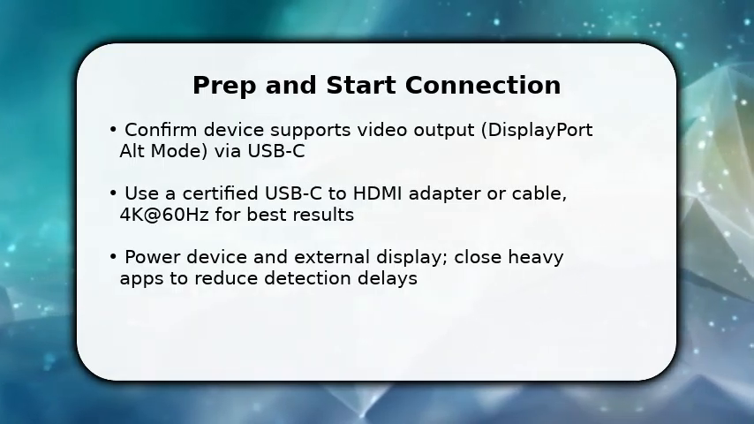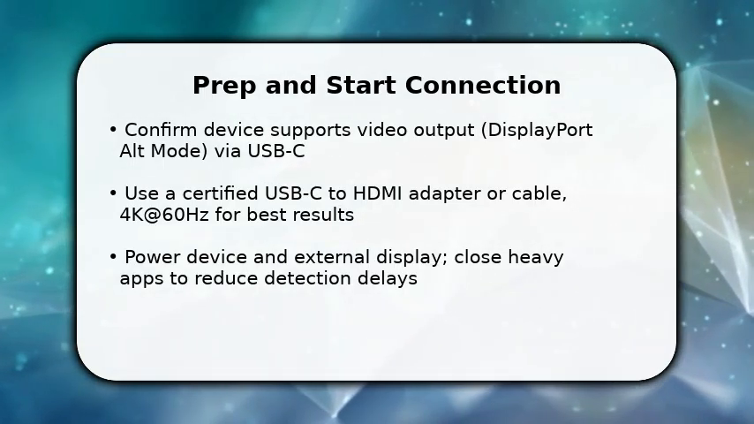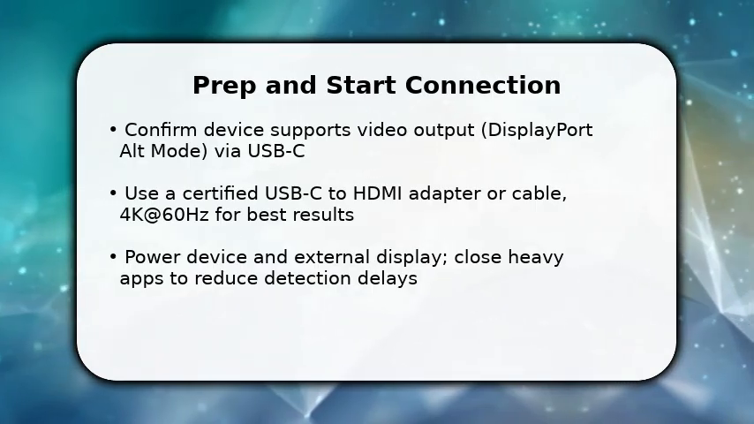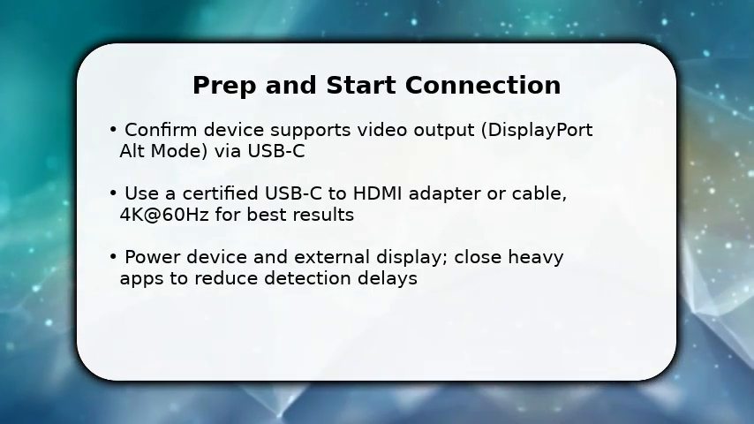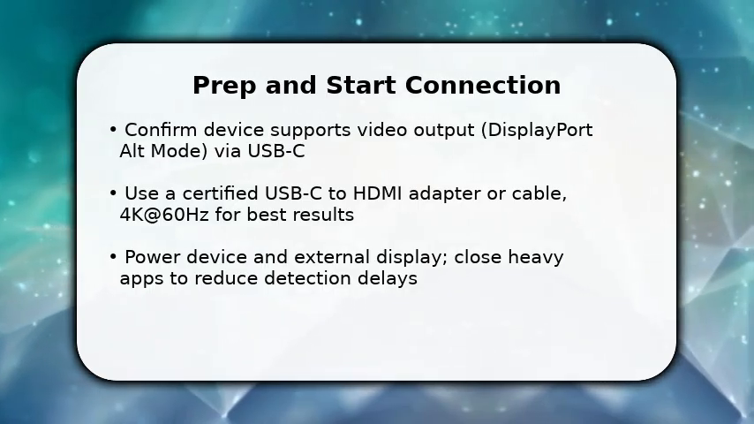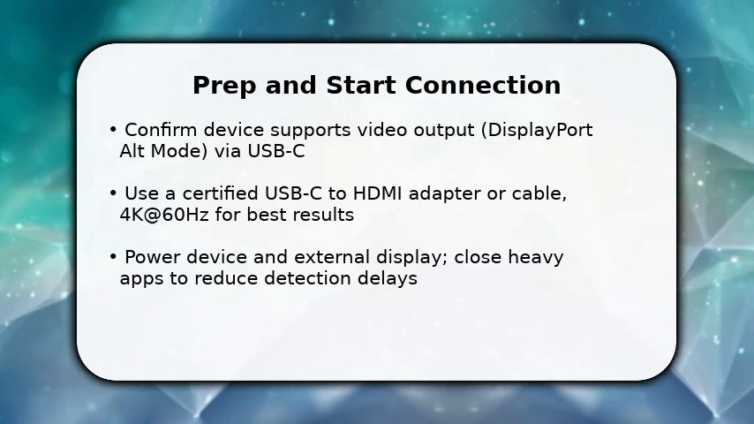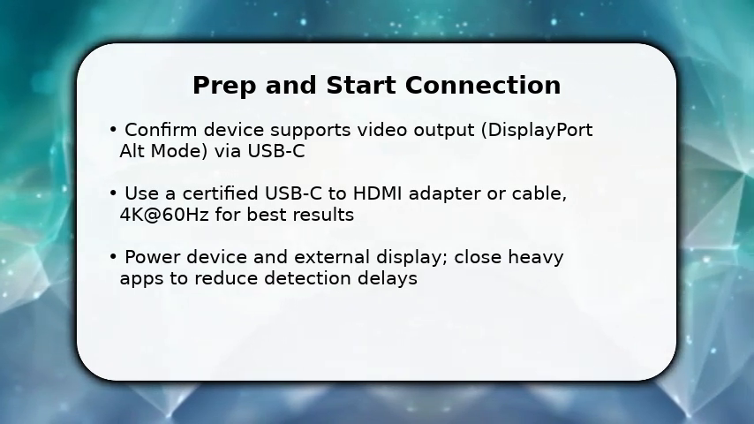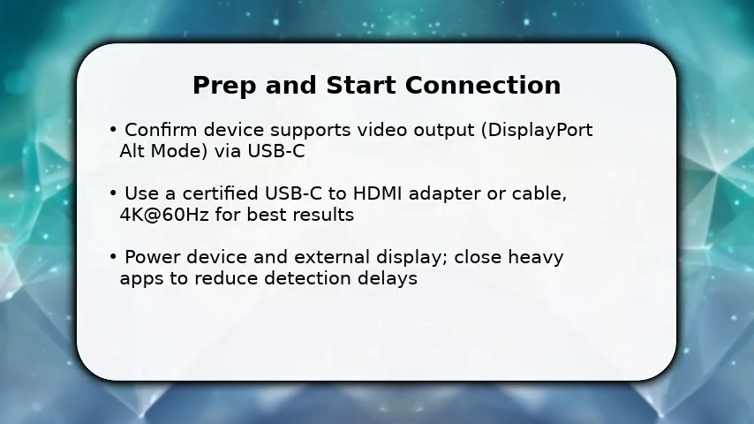Make sure to use a certified adapter or cable rated for the resolution you want, for example 4K at 60Hz. Once done, power on the external display and set its input to the HDMI port you used. Now you handle software configuration so your image appears correctly.